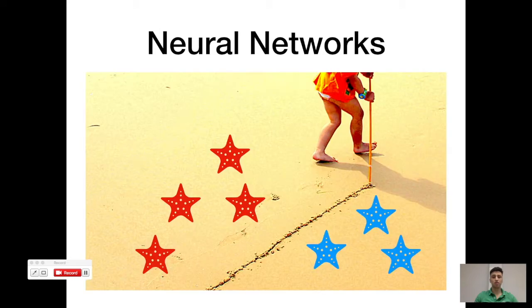Then, studying them even more, I realized that they are quite friendly, and now I see them as something like this. I think of them as a kid playing in the sand, and there are some red and blue starfish. And I tell the kid, alright, could you just draw a line to separate the red from the blue starfish? And that's what neural networks do.